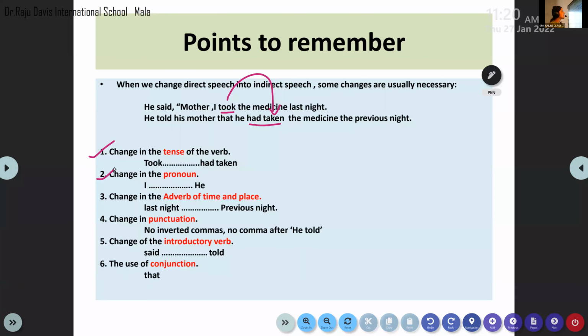Those who are listening will get good marks. Those who are not listening, those who are pretending that they are listening and chatting in between, will lose their marks. That's it.